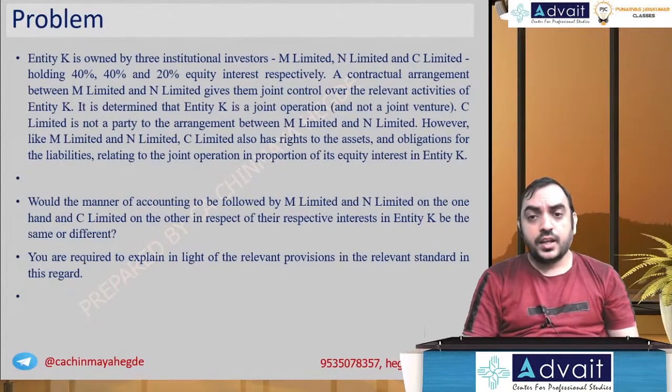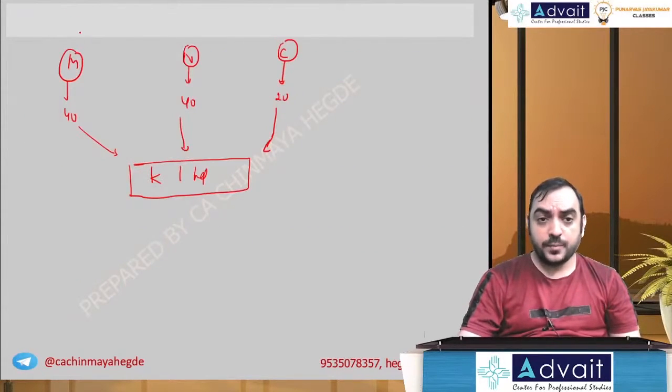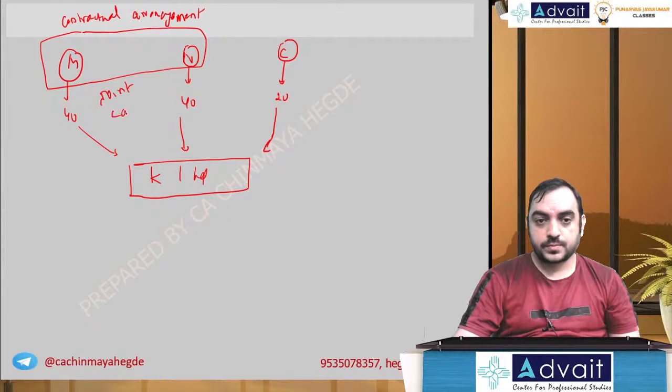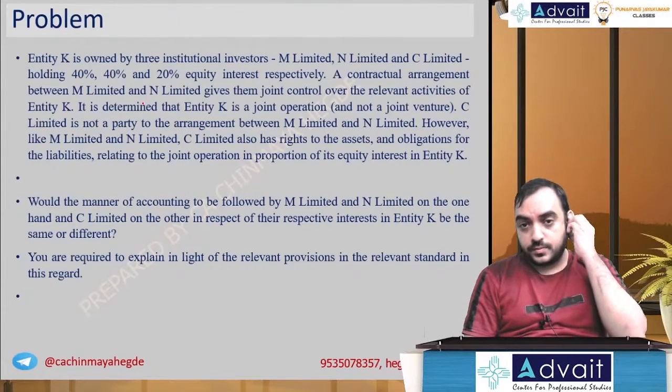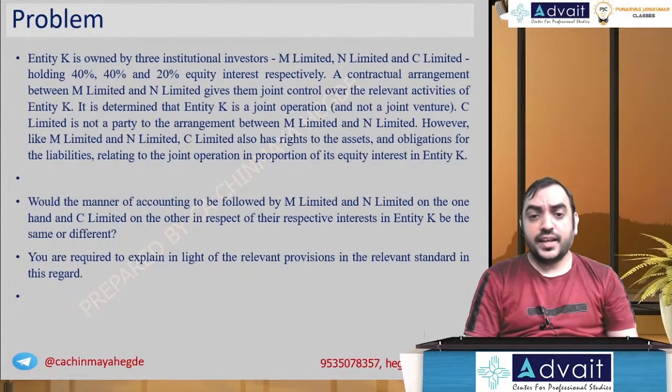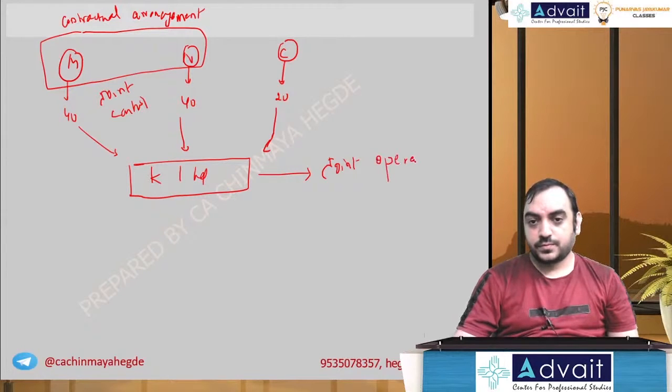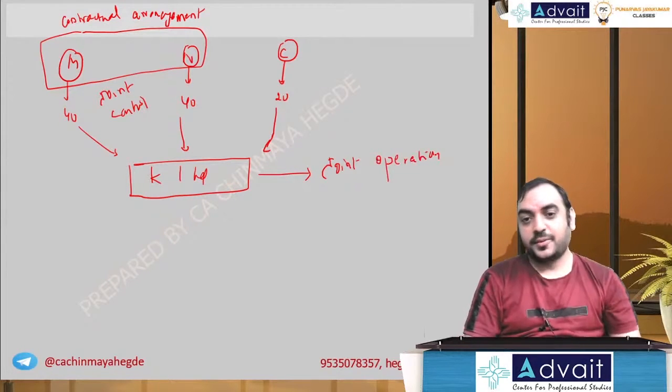But read further. A contractual arrangement between M and N gives them the joint control. So M and N have the contractual arrangement, and therefore they have the joint control. It is determined that entity K is a joint operation and not a joint venture. That's important. It is given that it's a joint operation and not a joint venture.